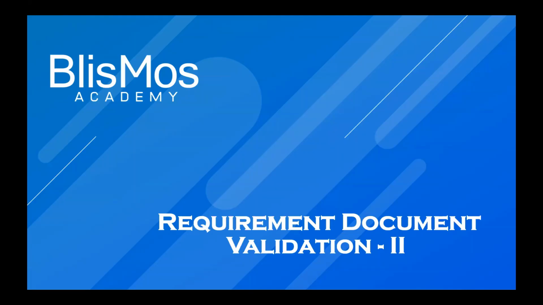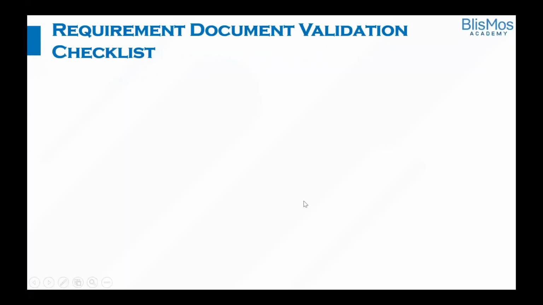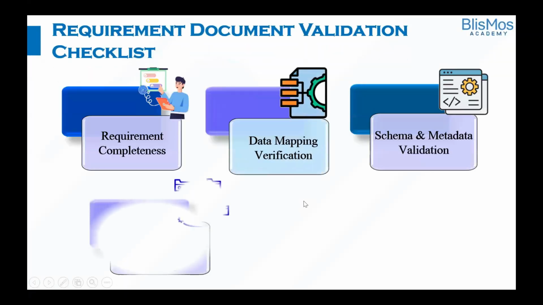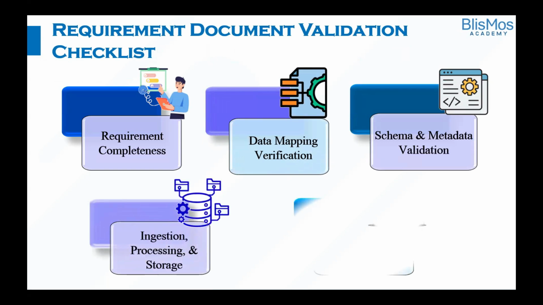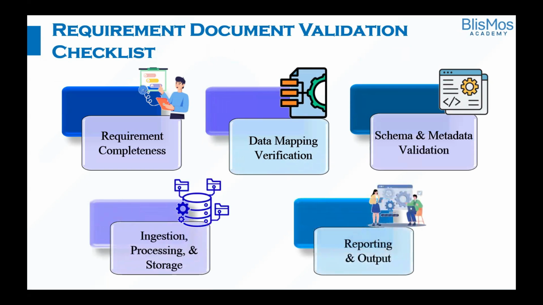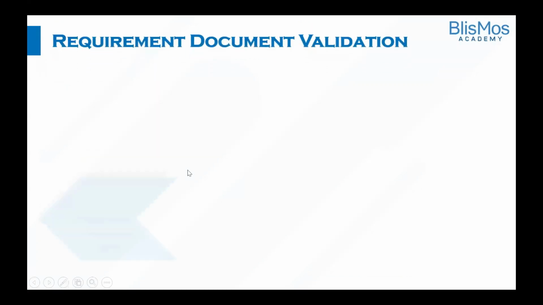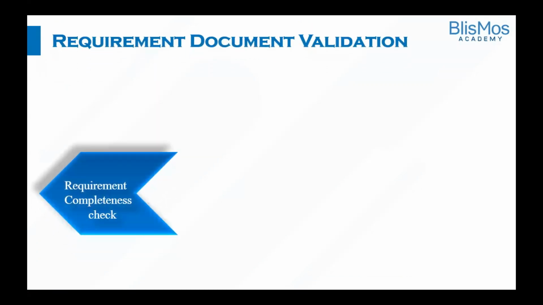Welcome back. As a part of this video, we'll continue our journey of requirement document validation. We understood there are a few types of requirement document validation like completeness, data mapping, schema and metadata, ingestion, processing and storage, reporting and output. So what is requirement completeness and why do we need to do that?